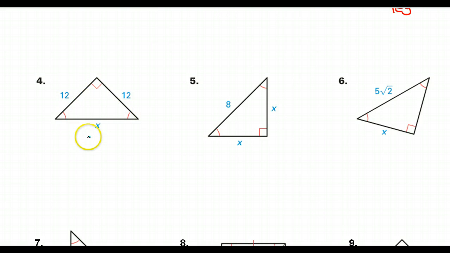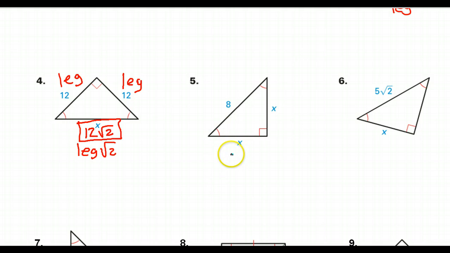All right, this is pretty straightforward. Leg, leg, leg radical 2. 12, 12, 12 radical 2. Okay, nothing to that one.